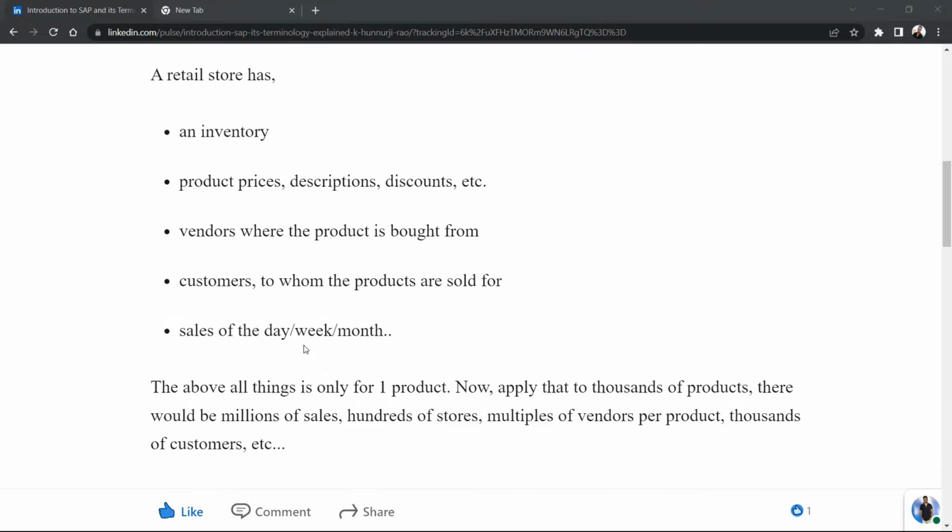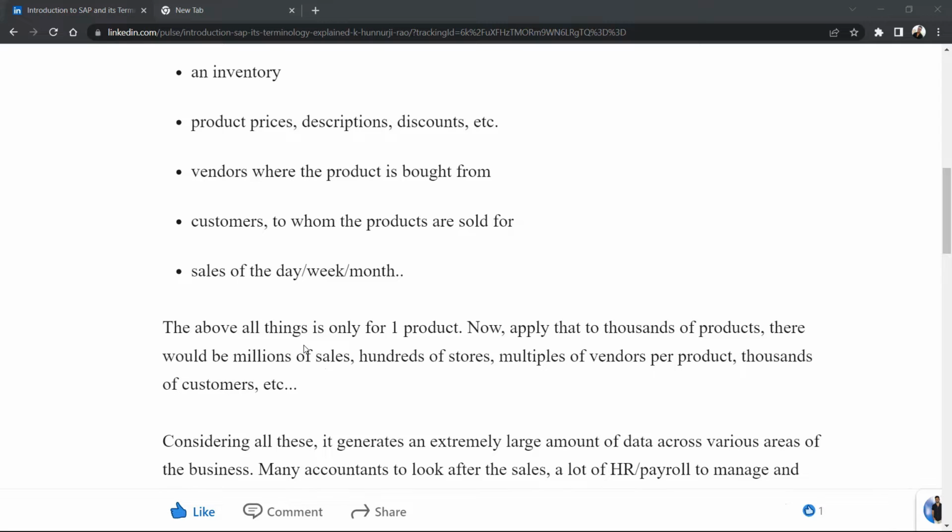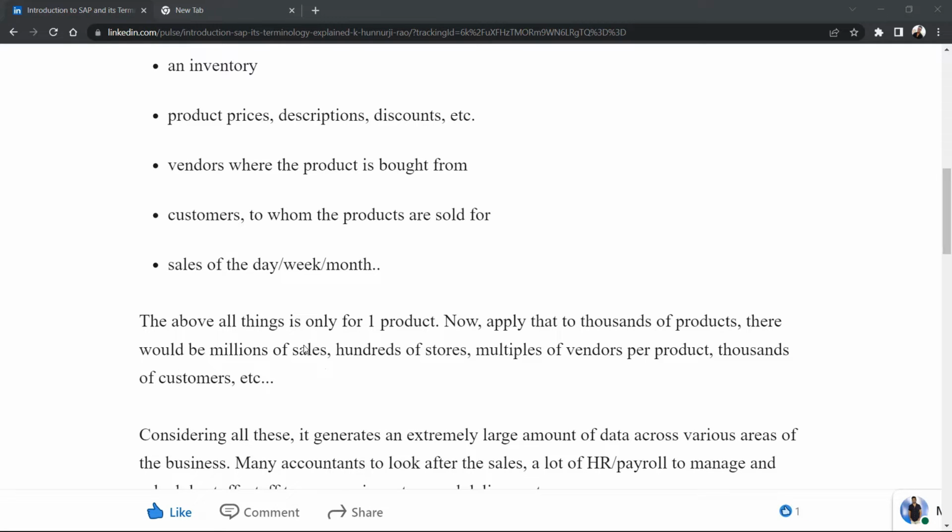That's what I have written here. Now apply this same concept to thousands of products, and there will be millions of sales. As usual, there will be hundreds of stores and multiple vendors for each product, and thousands of customers coming to the multiple stores. This overall thing generates an extremely large amount of data across various businesses.